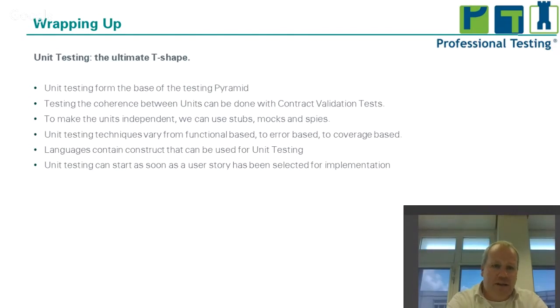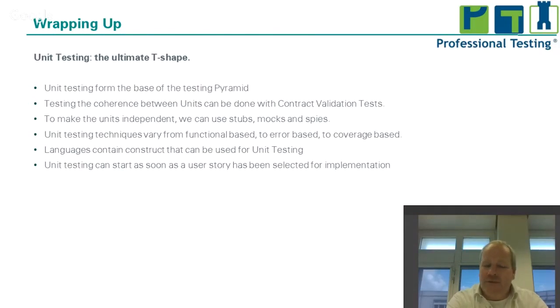And the unit testing, like I said, should cover about 70% of all test cases, which means that at the unit level, you want to have a lot of tests. And like I said, the coherence between units can be done by contract validation tests. If you want to make the test independent, we can use stubs, mocks, and spies. And we actually can do testing techniques based from functional, error-based, or coverage-based. The constructs that we need to set up these tests can be learned, and can be learned quite easily by listening to developers and asking them what to do.